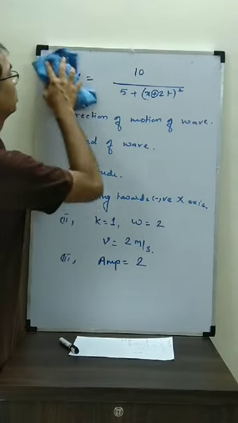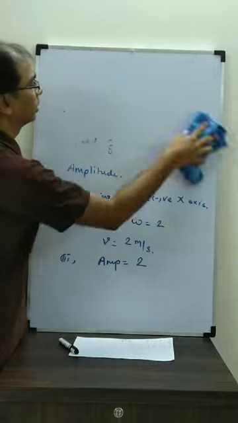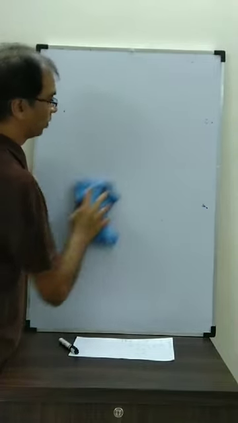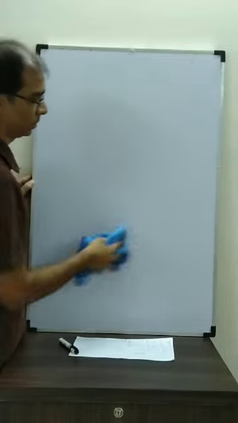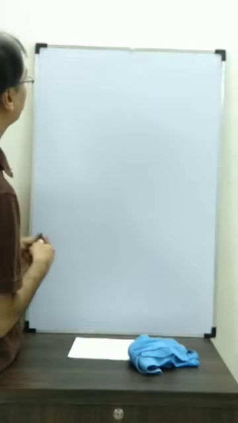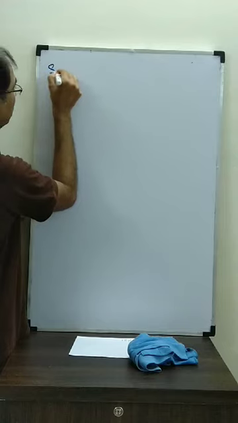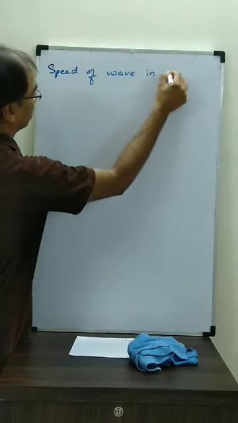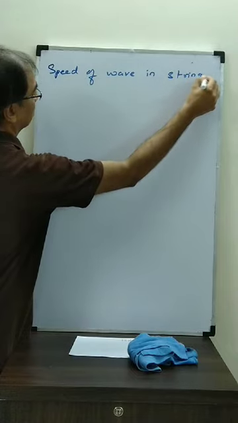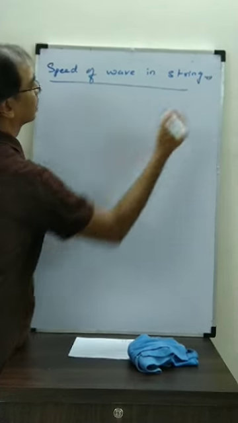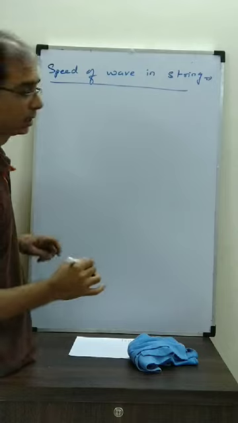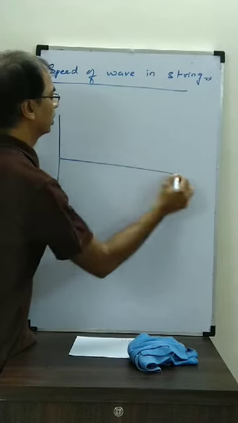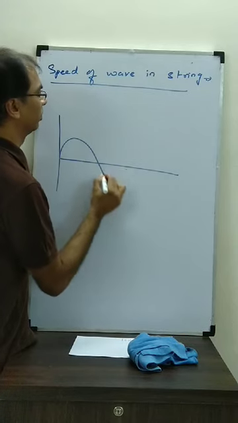What is that topic now? Speed of transverse wave. And which transverse wave are we talking about? We are talking about wave in string. Okay. So the next topic is speed of wave in string. Now how to find it? Just see that clearly. If you are talking about a wave in string, that means we are talking about a transverse wave.